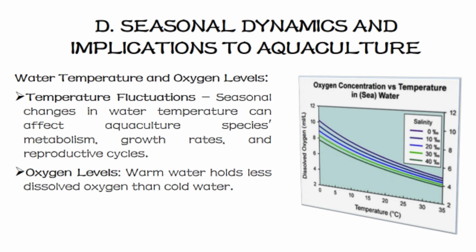Temperature fluctuations. Seasonal changes in water temperature can affect aquaculture species' metabolism, growth rates, and reproductive cycles. So some species may thrive in warmer temperatures while others may be more sensitive and require temperature control in the environment.